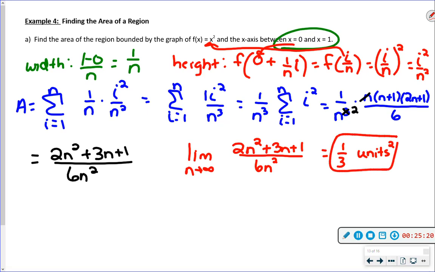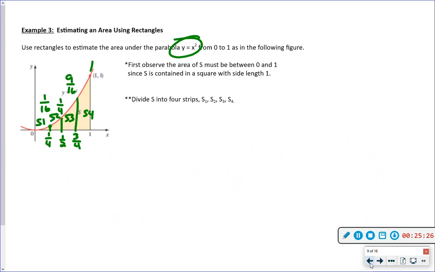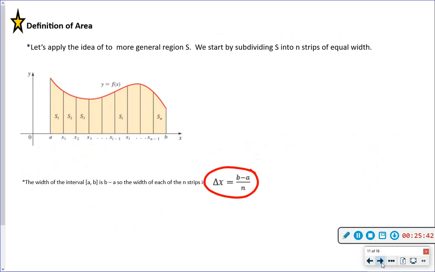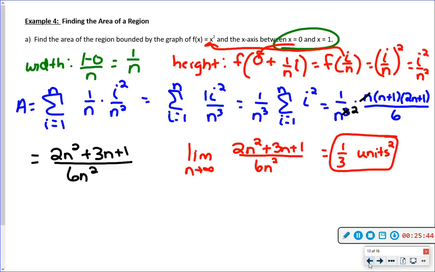Okay, so quick question for you. Remember, this is kind of the same problem we looked at, y equals x squared, where I split it into 4 rectangles versus infinite. If you punch that in your calculator, what's 15 over 32? How close is that to 1/3? It's kind of pretty close. Well, it's like 1/2.